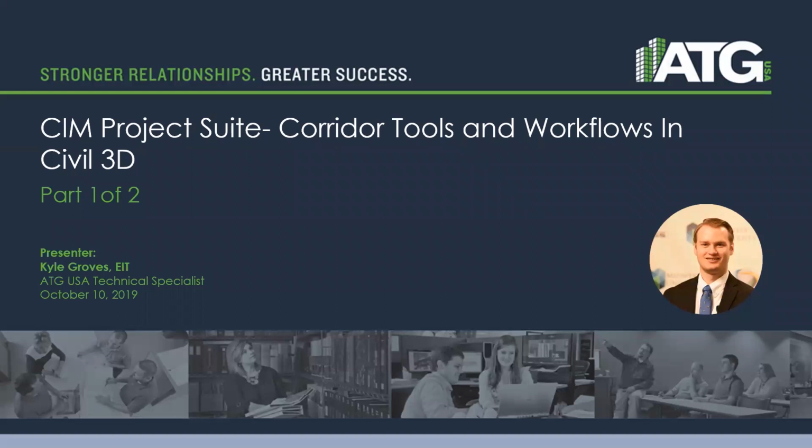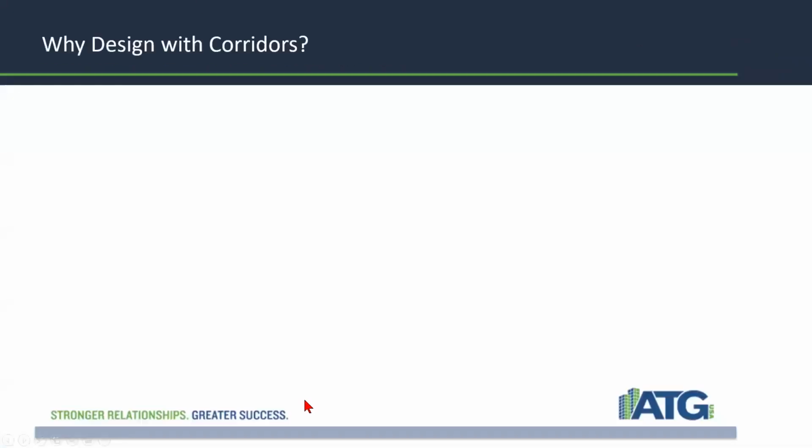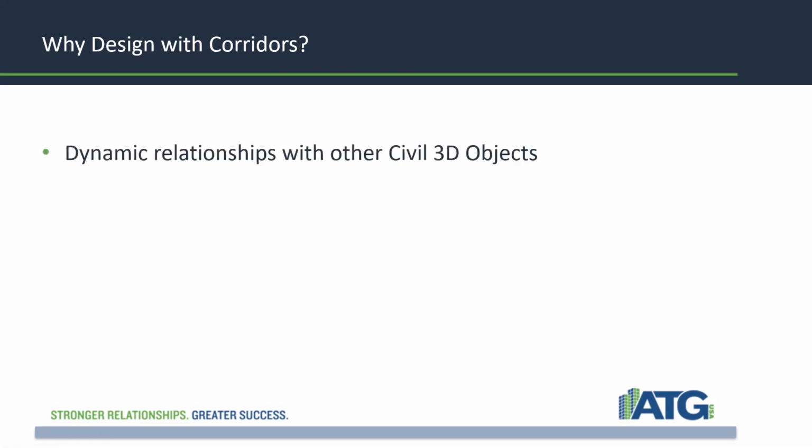So with this, I want to go ahead and jump right into why we would want to even design with corridors in the first place. Hopefully we should all be aware that corridors are a tool that exists in Civil 3D natively, but we want to be using them for a couple of different reasons. First of all, they've got really strong and robust relationships with other Civil 3D objects. And in the case of grading objects, these are stable. Grading objects are particularly unstable and uncanny.